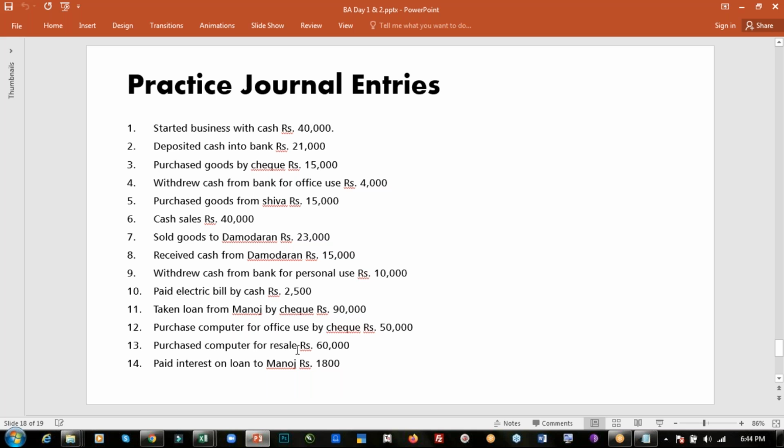Is that clear now for all? All right, great. Now the 14th point: paid interest on loan to Manoj, rupees 1800. What will be the entry, guys?